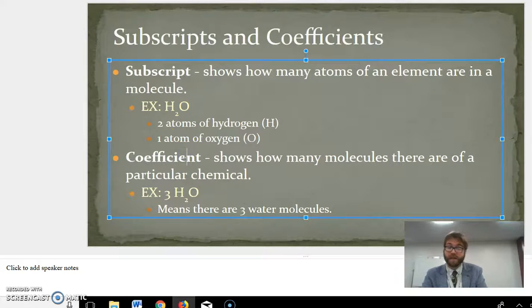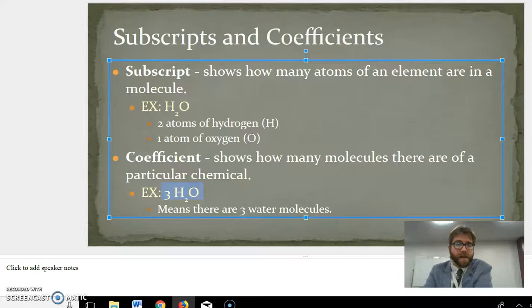Coefficients, on the other hand, are big numbers like this that go in front of the actual molecule. And it tells you how many molecules there are of a particular chemical. So here we have 3 molecules of water. So in 3 molecules of water, we have a total of 6 hydrogens. 3 times 2 is 6. And we have a total of 3 oxygens. 3 times 1 is 3. So we have 3 water molecules.